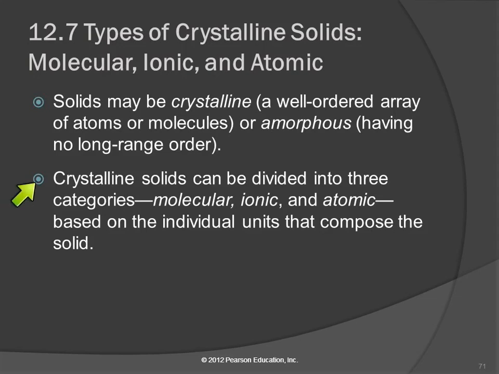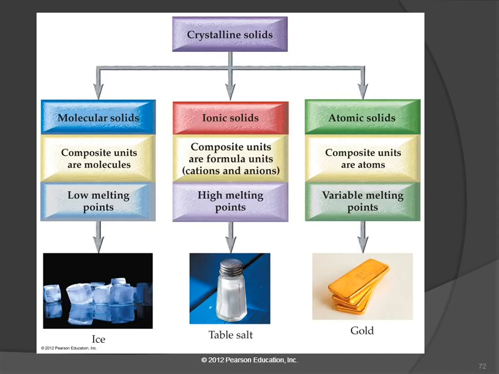We can take that group of crystalline solids and divide it into three different categories: molecular, ionic, and atomic. And those divisions are based on the individual units that compose the solid. So here's a table from your book. Crystalline solids. Molecular solids contain molecules. Ionic solids contain ions, cations and anions. Atomic solids contain atoms. Aren't those nice descriptive terms? Molecular solids tend to have low melting points. Ionic solids tend to have high melting points. And atomic solids, their melting points vary.